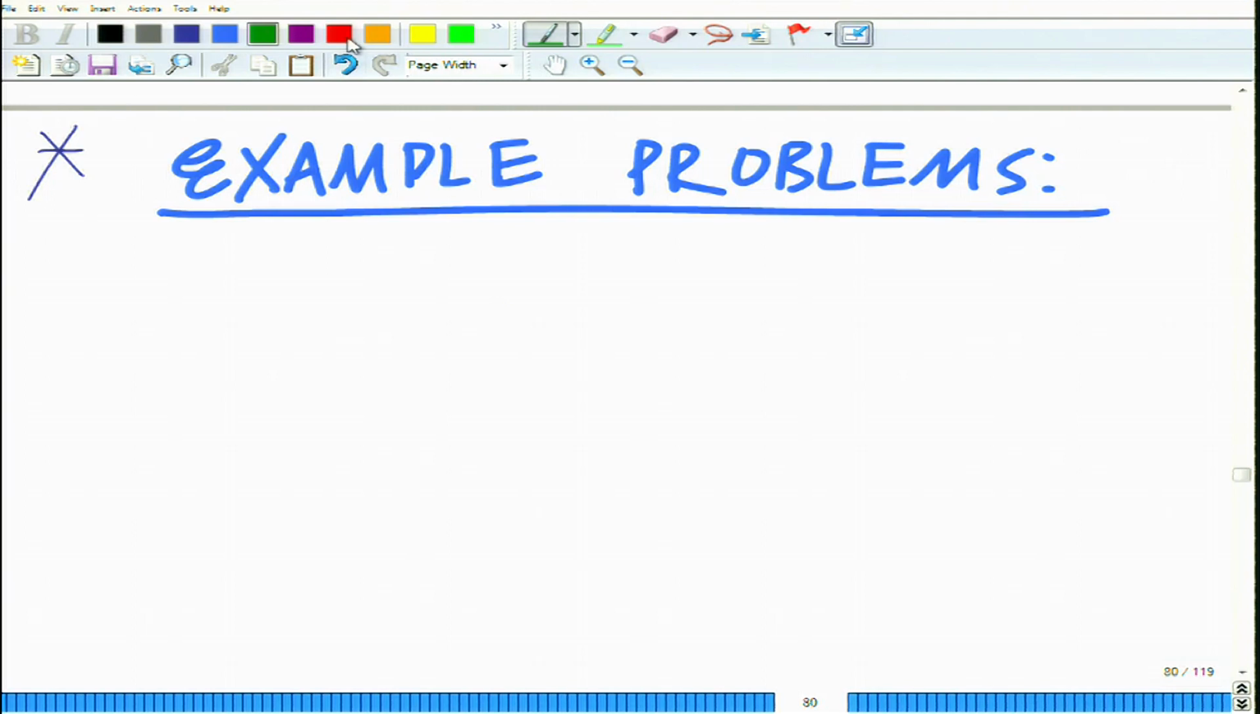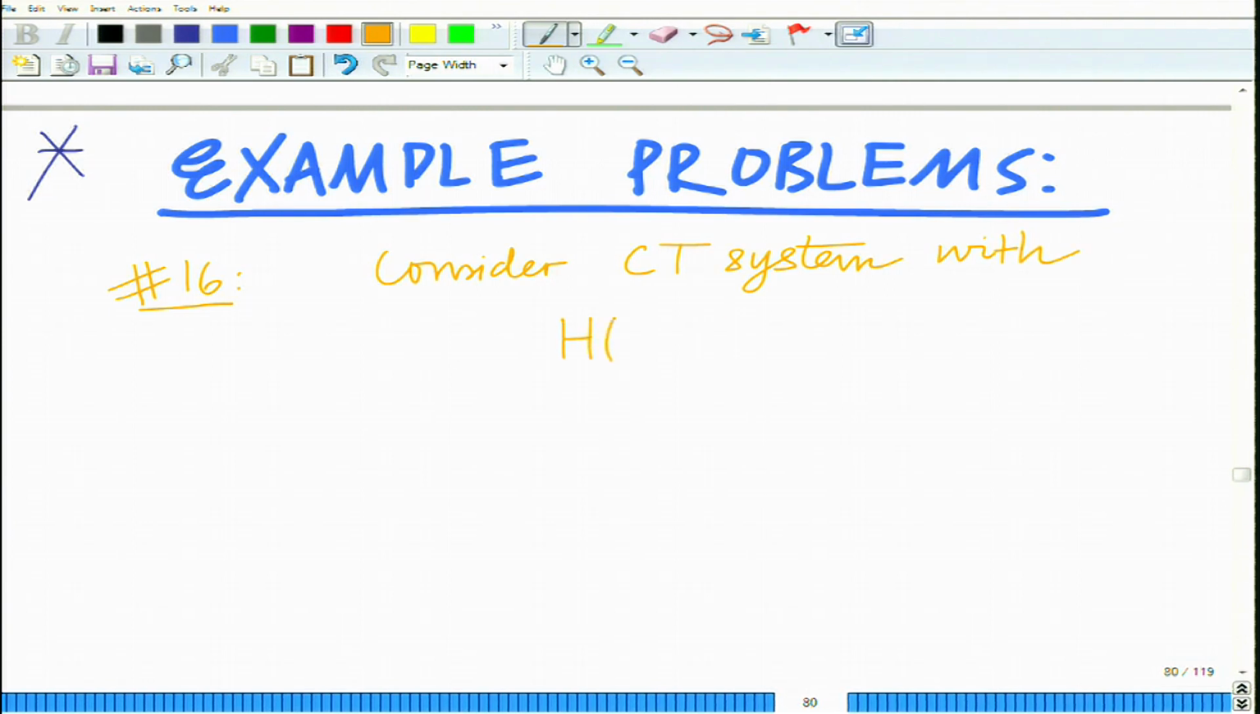Now let us look at a continuous time system with the Laplace transform. Remember, we are focusing on sampling problem number 16. Consider the continuous time system with the Laplace transform H(s) equals 1 over (s plus 2) into (s plus 3).